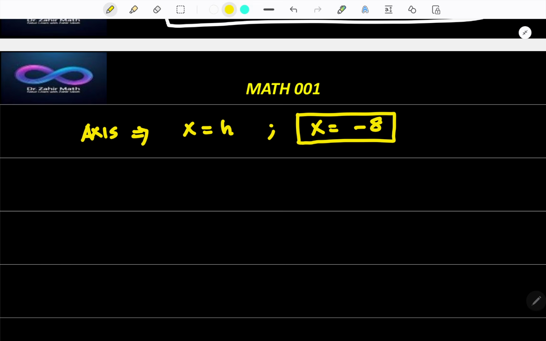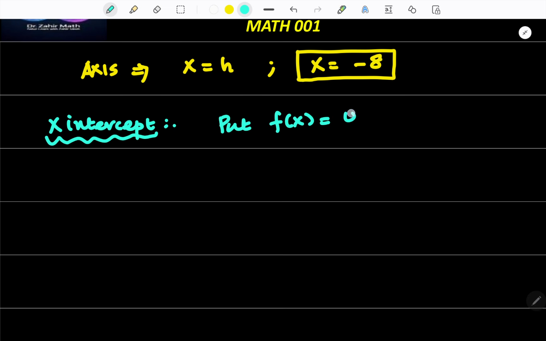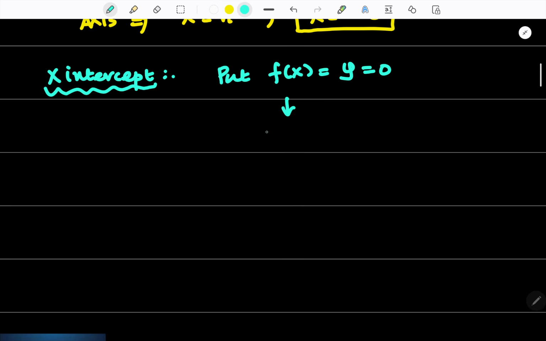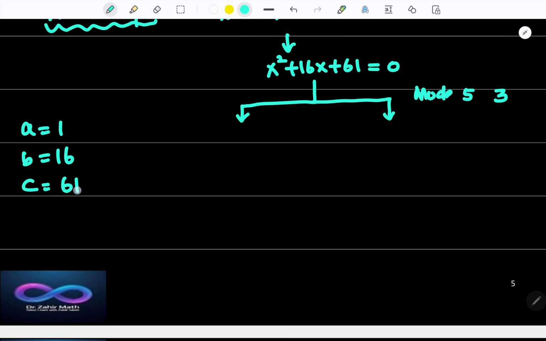Now we are going for the next one. What is the next one? We are going to find x-intercept. What is the formula to find x-intercept? The formula to find x-intercept is put f of x is equal to y is equal to 0. What is your f of x? Your f of x is x square plus 16x plus 61 equal to 0. Now we have quadratic equation, which is mode 5 3. Go to calculator, mode 5 3. Put a is equal to 1, b is equal to 16, c is equal to 61.